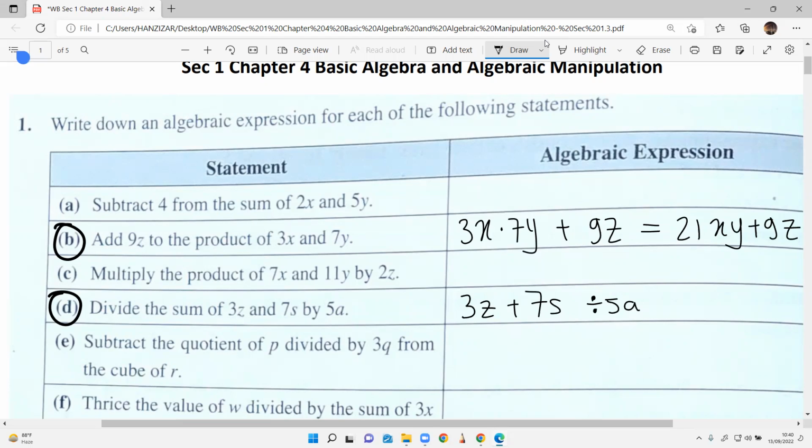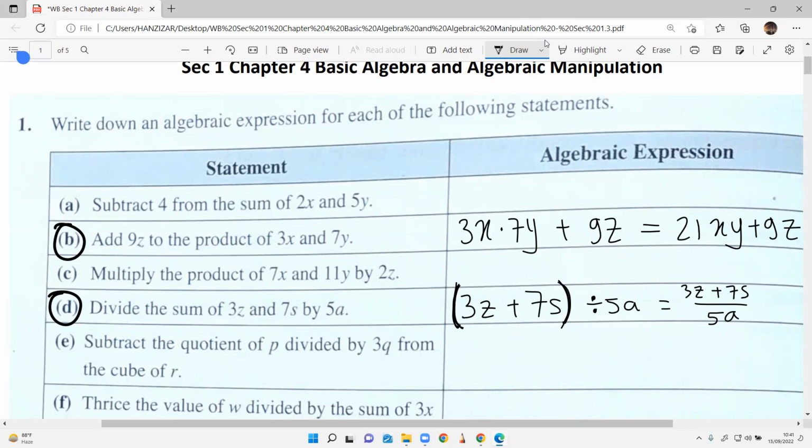How come? You will do it like this. Yeah, it becomes divide first. But the question is not asking you for that. The question is focusing on the sum first. So you have to put the proper bracket. If you don't put the bracket, you will get it wrong. Can I make this 3z plus 7s over 5a? Yeah, sure. Like this. Totally right. Both of them are correct.